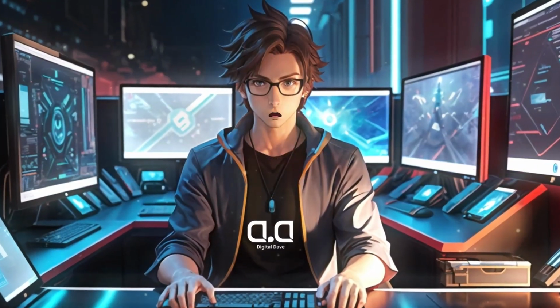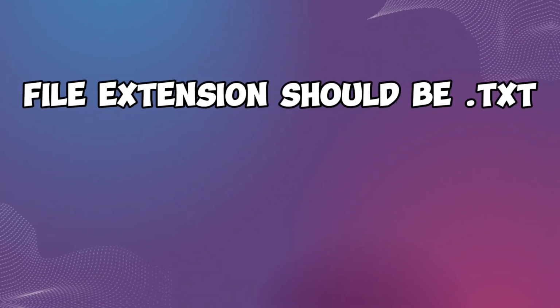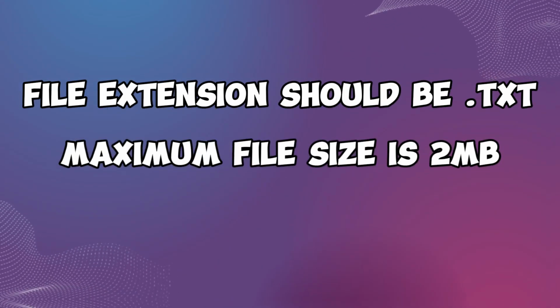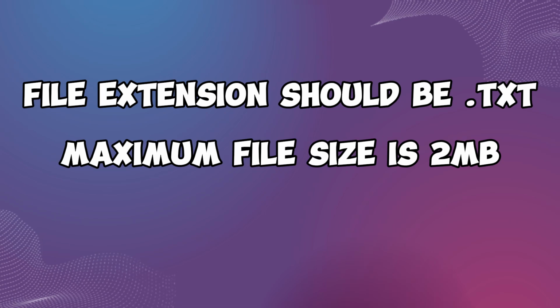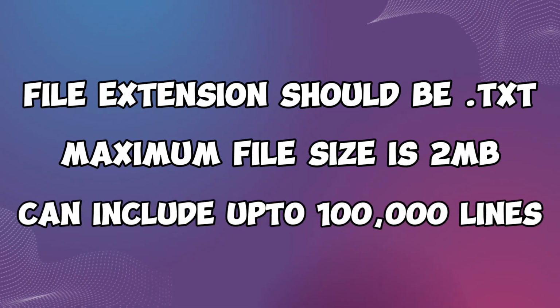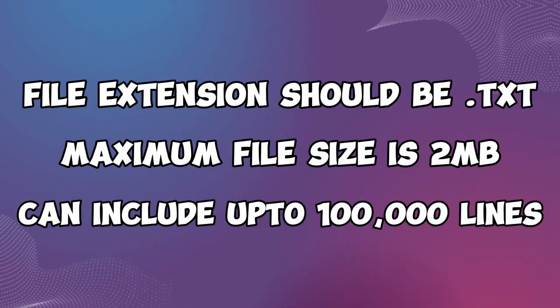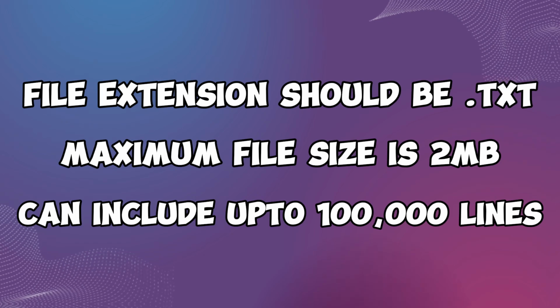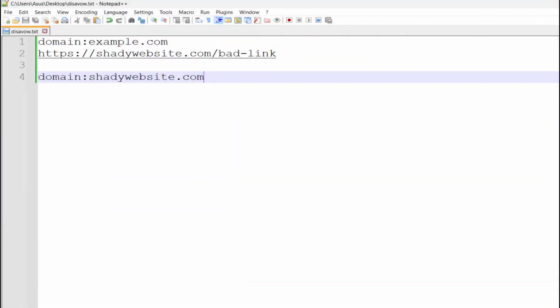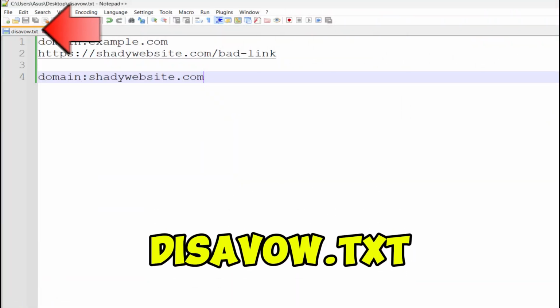A few quick rules. The file extension must be .txt. The maximum file size is 2 megabytes, and you can include up to 100,000 lines, including comments and blank lines. That's a lot of room to play with. Save your file and make sure it's named something easy to recognize, like disavow.txt.